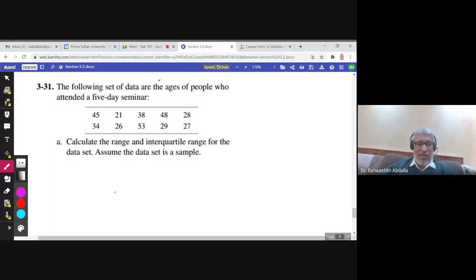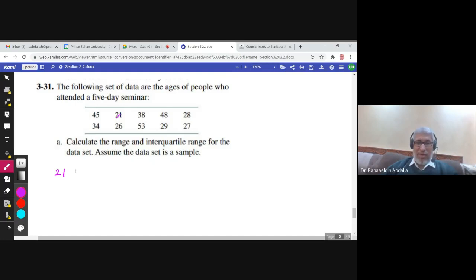Let me solve the interquartile range for you. We remind ourselves by section 3.1. The range is the maximum minus the minimum. I leave this for you. What about the interquartile range? To compute the interquartile range, I need to sort the data first.